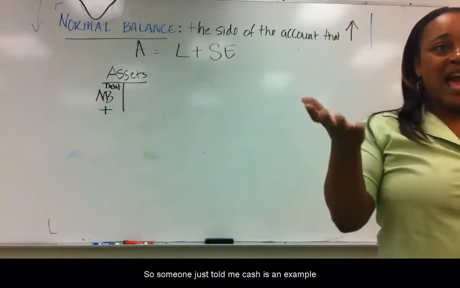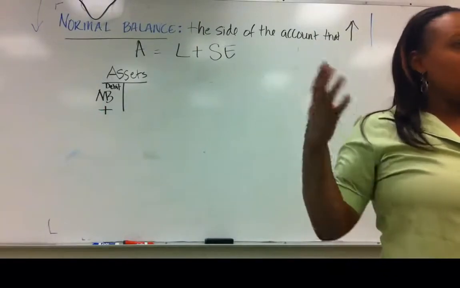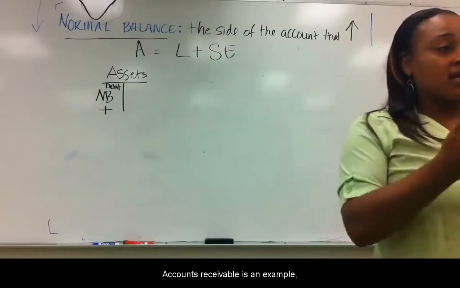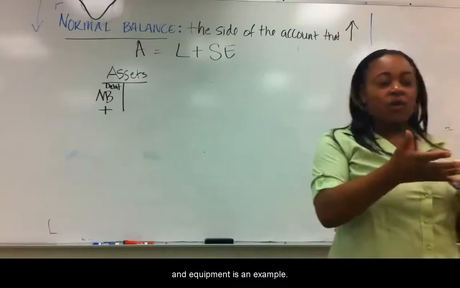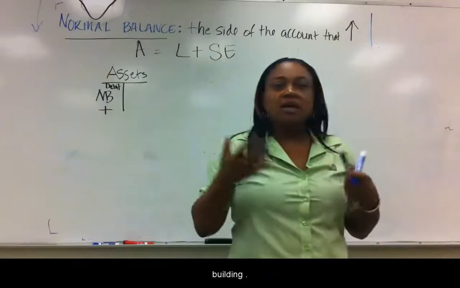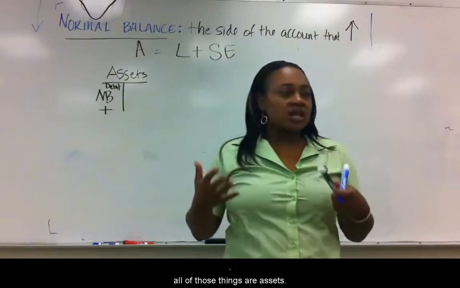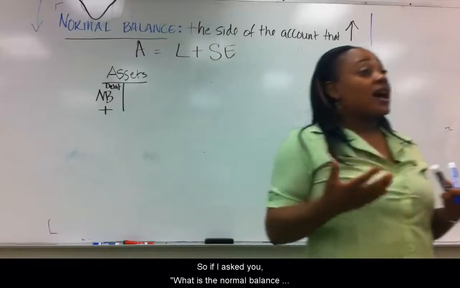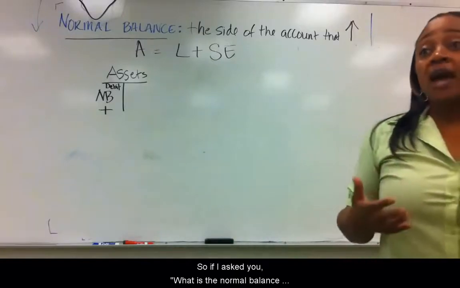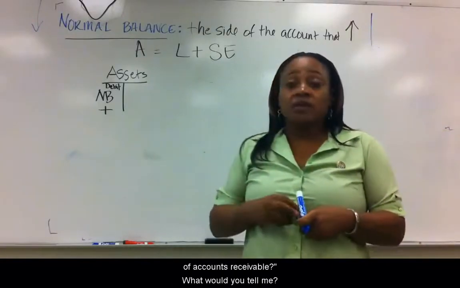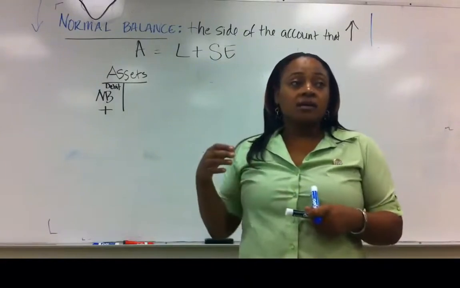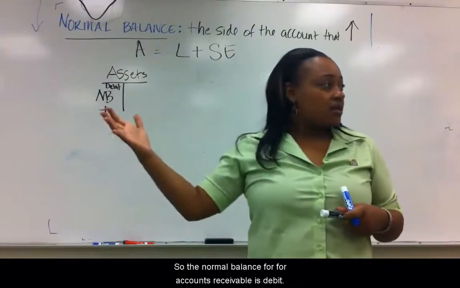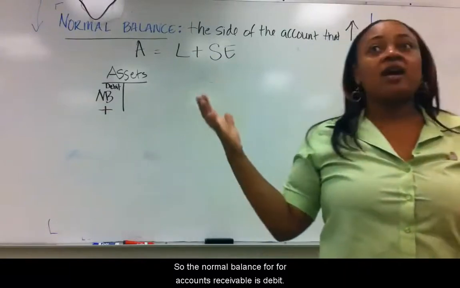Someone just told me cash is an example. Accounts receivable is an example. Equipment is an example. What else? Supplies, building, all of those things are assets. So if I asked you, what is the normal balance of accounts receivable? What would you tell me? Left side, debit side. So the normal balance for accounts receivable is debit.